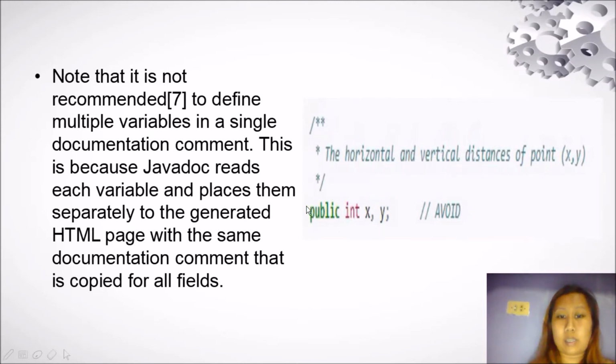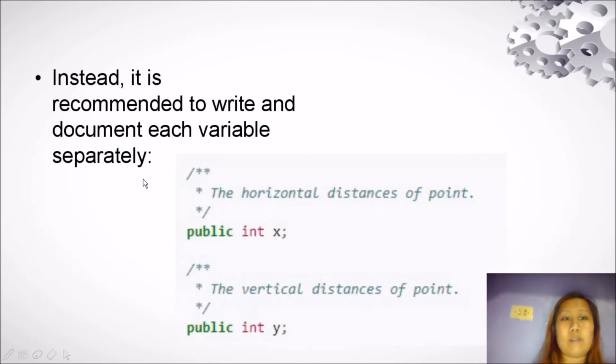Yes, because in basic OOP Java, it is not recommended to have two variables in a single documentation comment. This is because JavaDoc reads each variable and places them separately in the generated HTML page with the same documentation comment that is copied for all fields. So we must avoid this one. Instead, it is recommended to write and document each variable separately. Just like this. We make a comment for the int x variable and we make another comment for the int y variable.